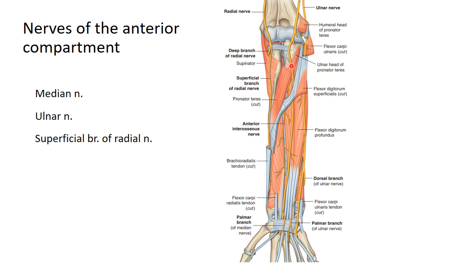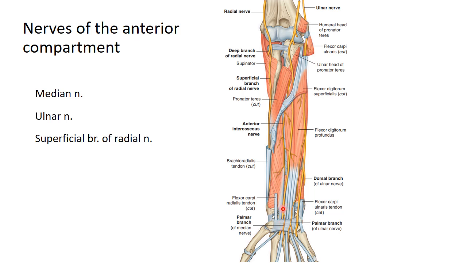Branches of the median nerve, as we said, give the anterior interosseous nerve, which supplies the deep layer of anterior compartment muscles, and it gives muscular branches to all anterior compartment muscles except flexor carpi ulnaris and the medial half of flexor digitorum profundus, which are supplied by the ulnar nerve.